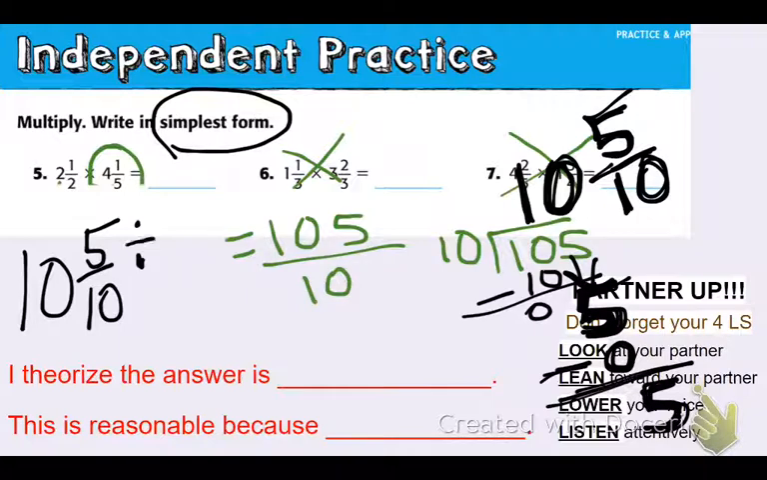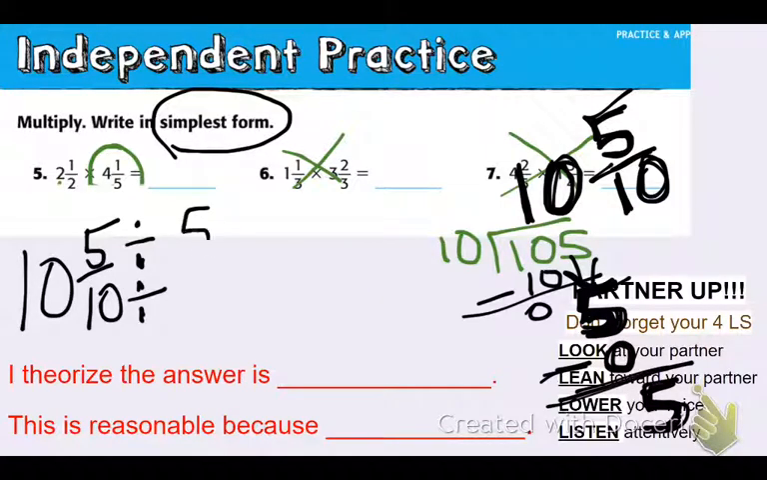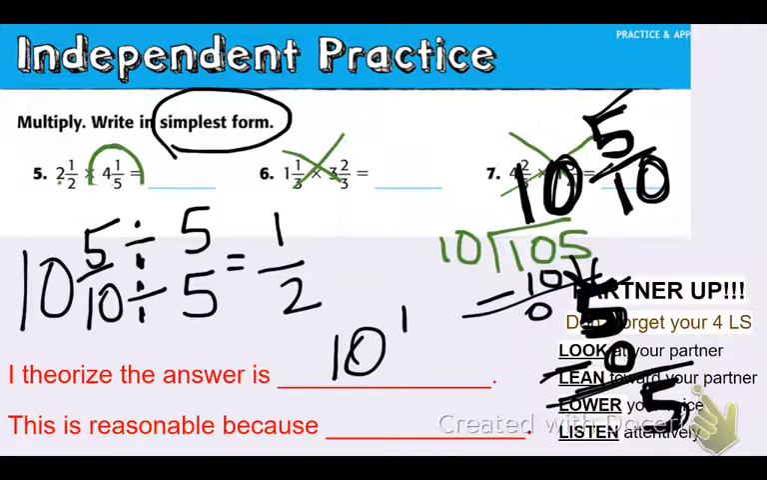There's a factor that these two numbers share. 5 and 10 both share the factor of 5. Right? 5 times 1 and 5 times 2. So I can use 5 and simplify this fraction. 5 is half of 10. So I theorize the answer is 10 and 1/2. It's reasonable because I went ahead and created a fraction in simplest form.